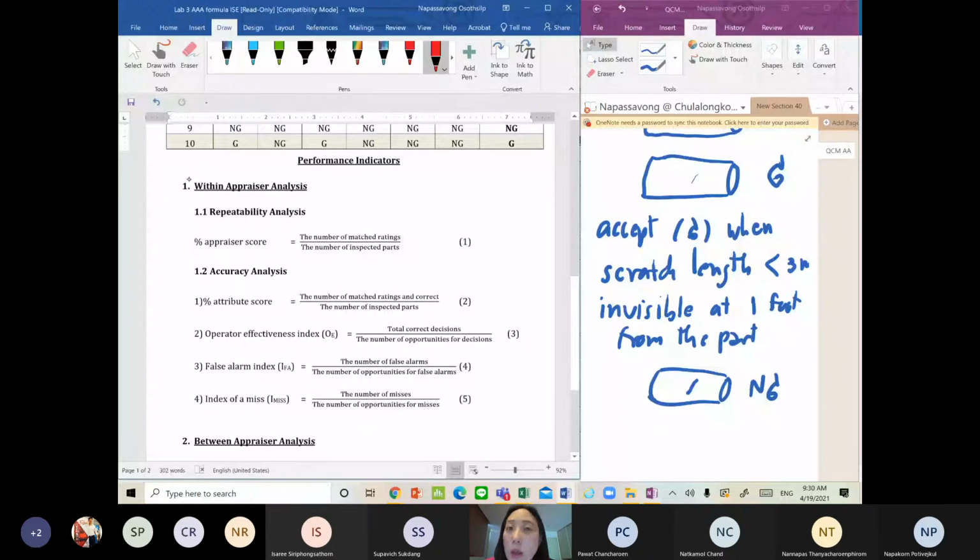If we want to appraise the ability of each inspector, within the inspector, the first performance measure is repeatability. For repeatability, equation number one, we can call this indicator percent appraisal score. It's equal to the number of match ratings divided by the number of inspected parts. That is easy. First example.